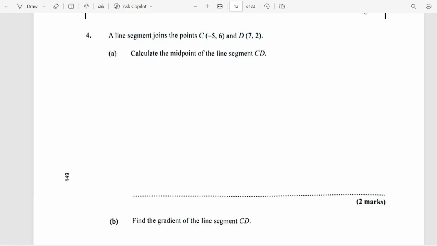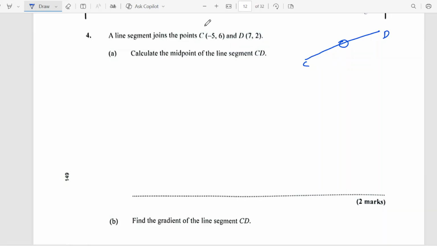All right, so January 2025, question 4. A line segment joins the points C and D. They give us the coordinates of C and the coordinates of D. Calculate the midpoint of the line segment CD. Right? So this is a line, and they're giving us what C and D are, and they ask us to calculate the coordinates of the middle here, right?